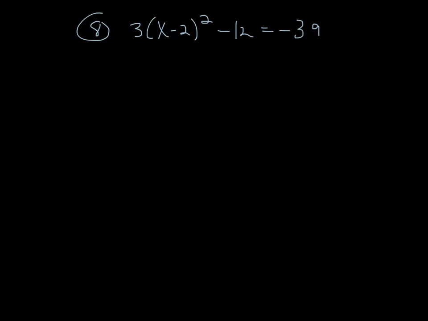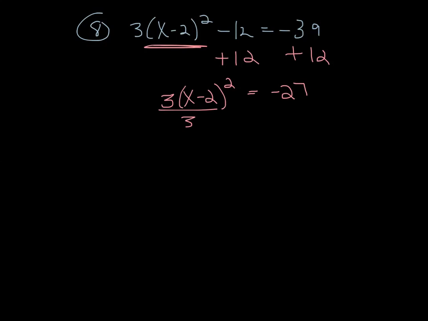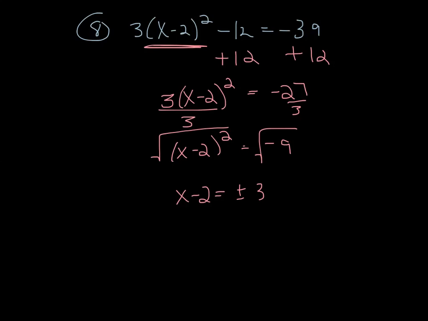We're going to do the same thing for number 8, but this time, instead of just solving for x squared, we're trying to get this guy right here by itself, because that's the thing being squared. So I'm going to add 12 to both sides, which gives us negative 27. And then we'll divide by 3. Take the square root of both sides to undo that squared. So we get x minus 2 equals plus or minus 3i.